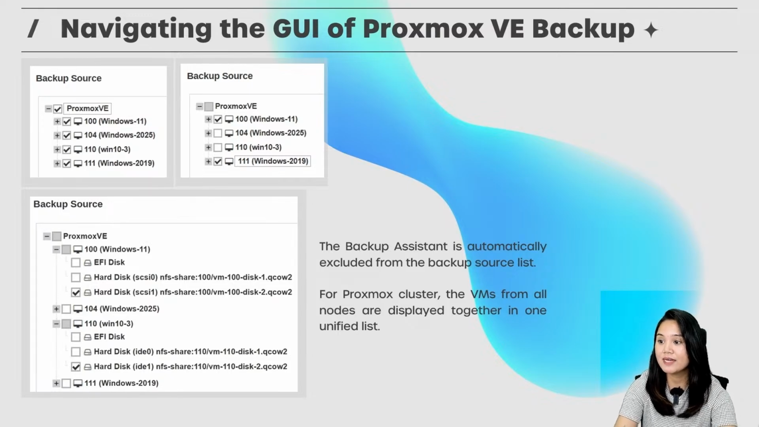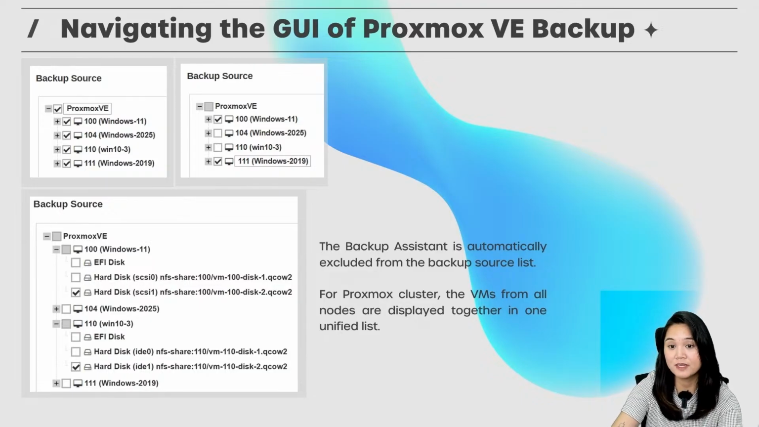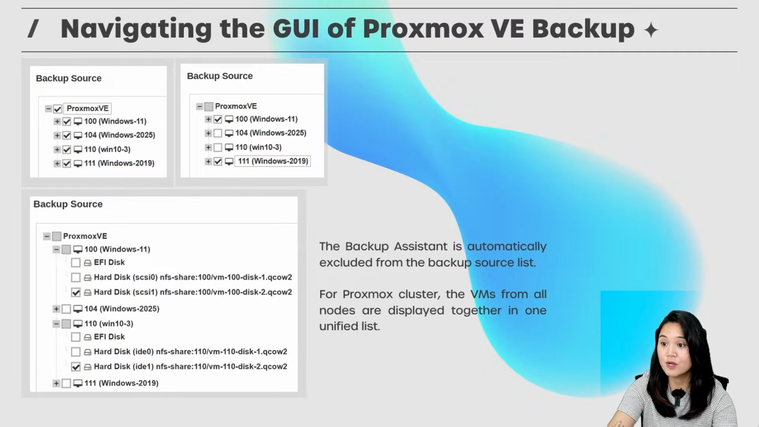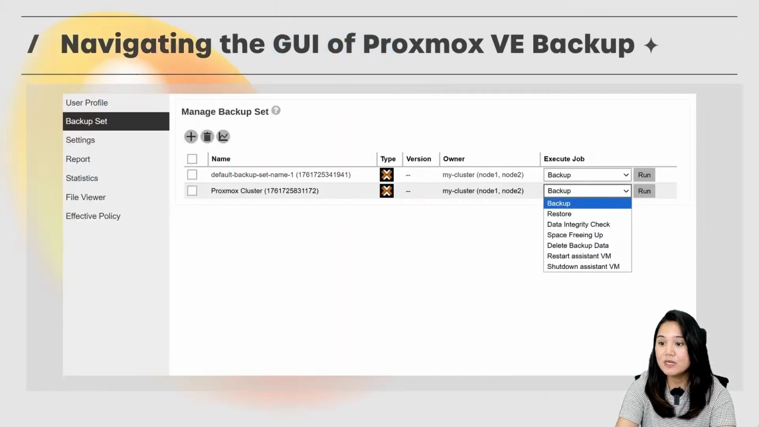So take note that, as you can see, the backup assistants are automatically excluded from the list. For a Proxmox cluster, the VMs from all nodes are displayed together in one unified list. Meanwhile, this is how the managed backup set looks for the Proxmox backup set.